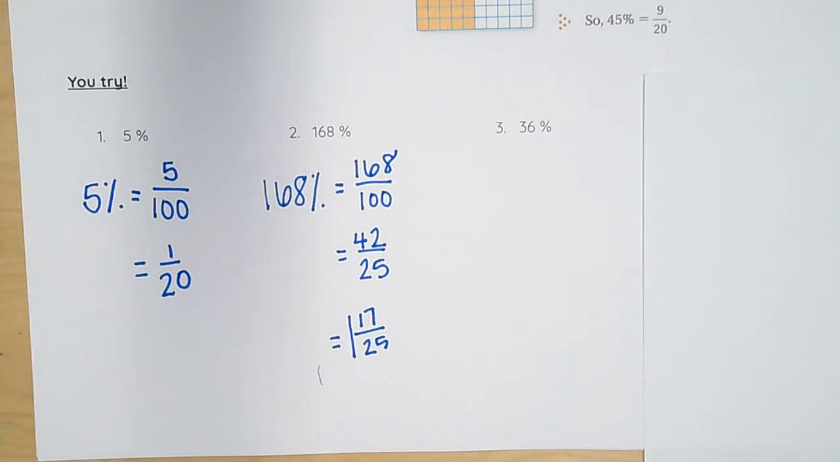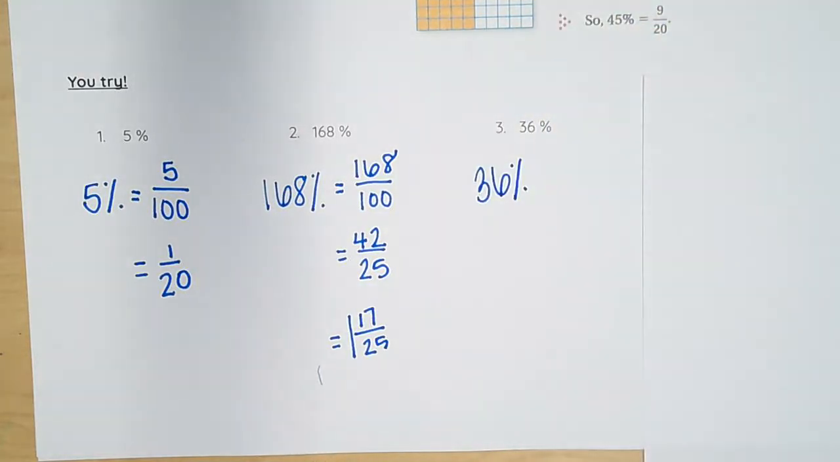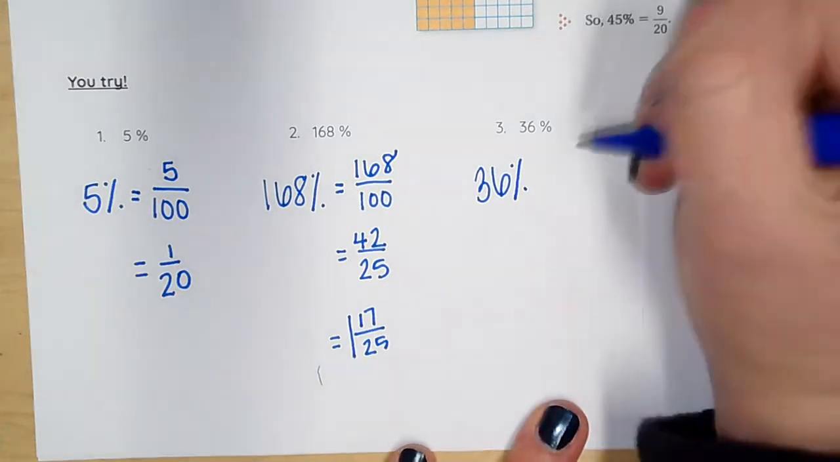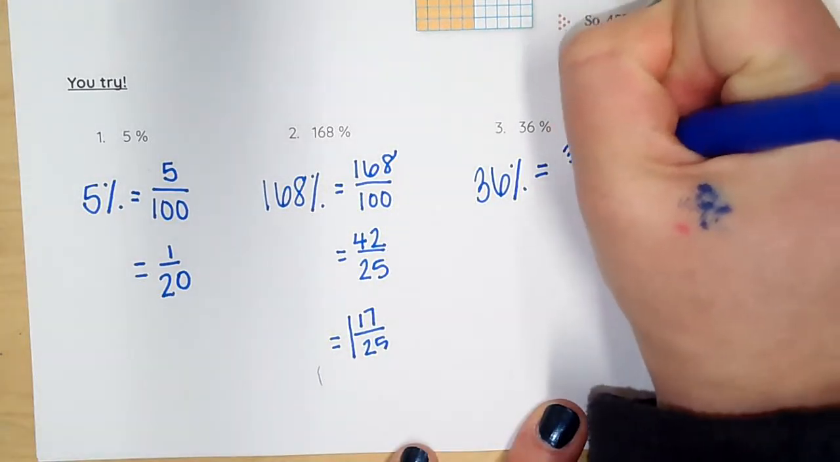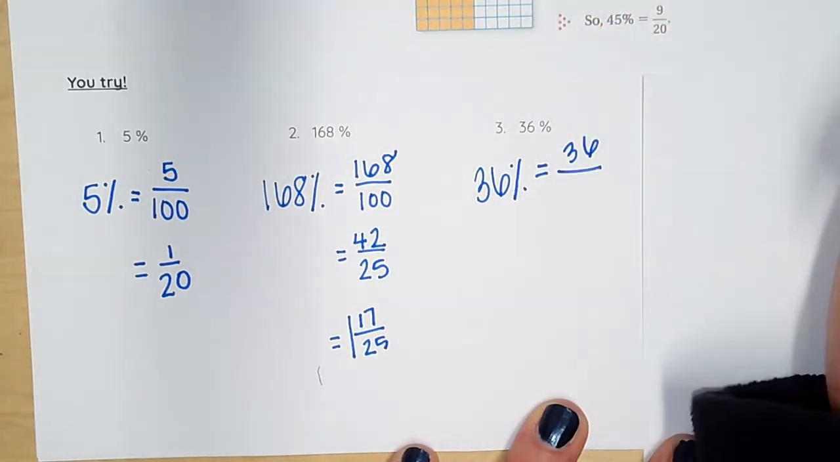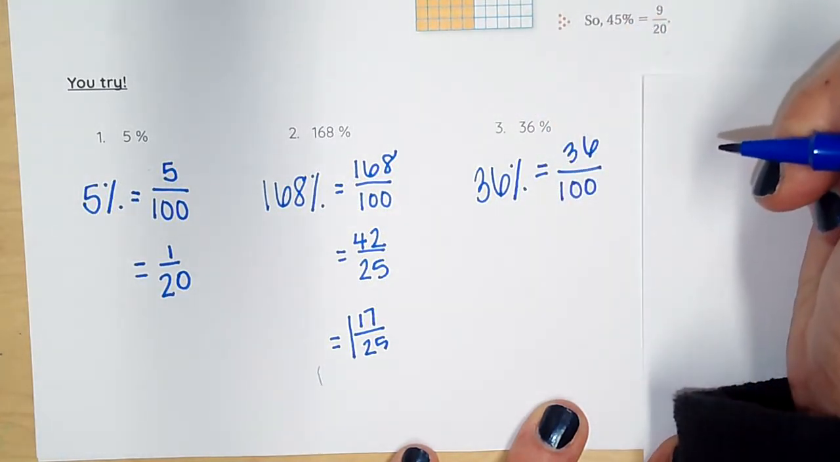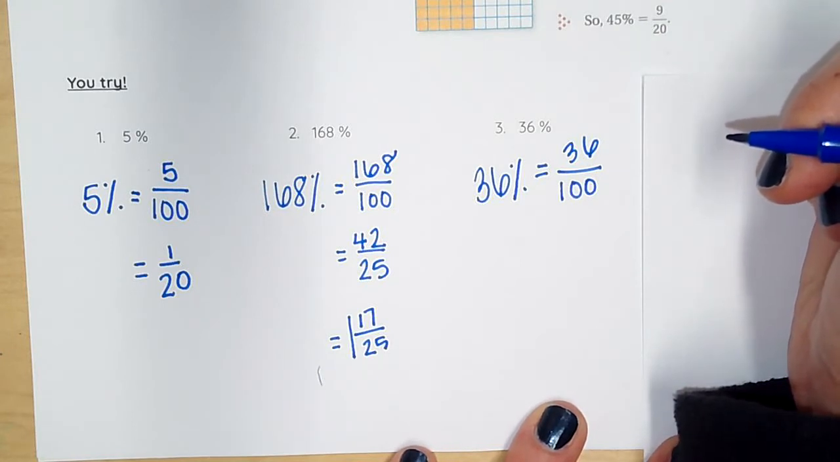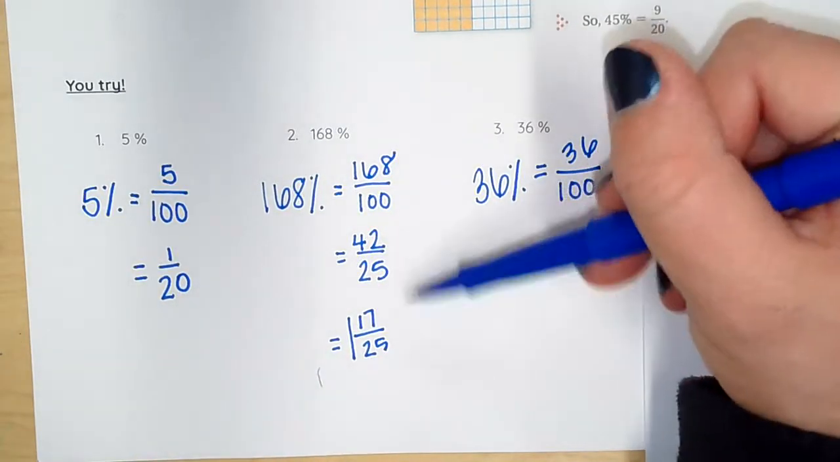All right, why don't you try one here? So we've got 36%. So I'm going to rewrite that, 36%. My first step is to remove what? I remove my percent symbol. And then where does that 36 go? 36 goes in my numerator. What should my denominator be? Will my denominator always, sometimes, or never be 100? Sort of a trick question because eventually we simplify that down.